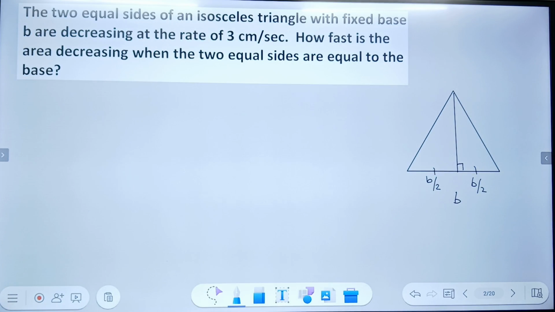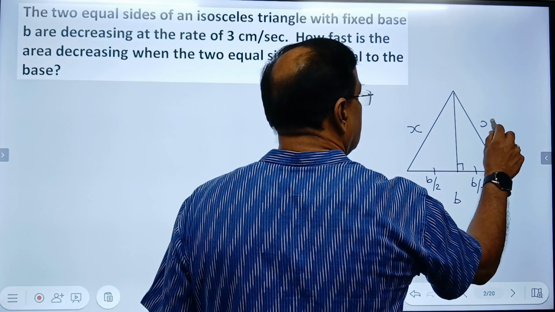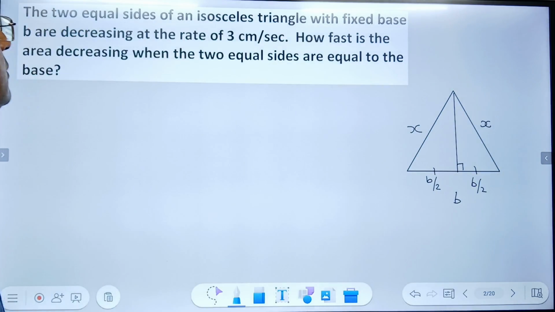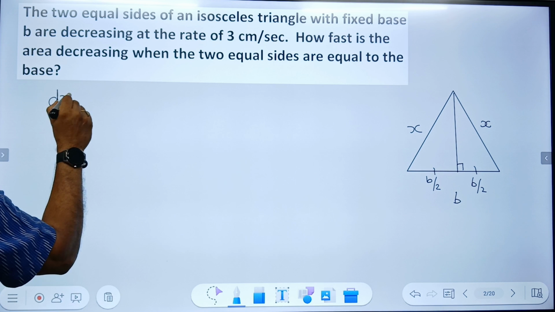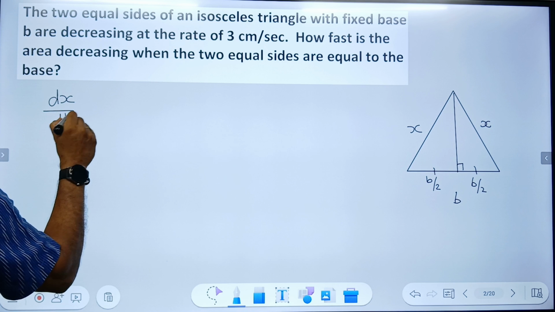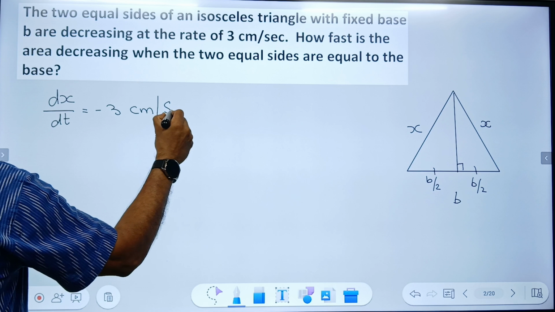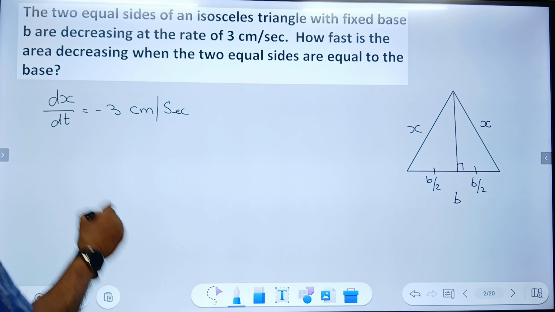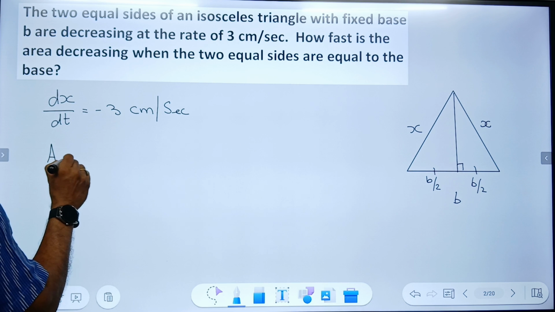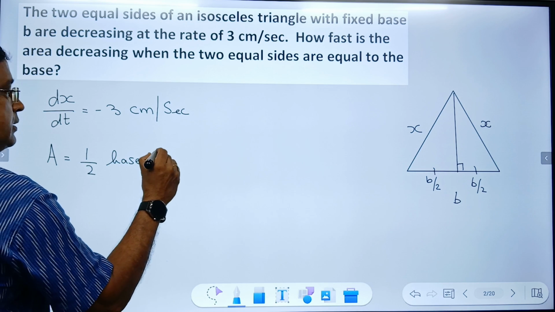And let me take the equal sides as x, and he says that the two sides are decreasing, so dx by dt is minus 3 centimeter per second. Since it is decreasing, I am putting a minus sign. I want to know how fast the area is increasing or decreasing. Here it is decreasing. So what is the area of a triangle? Half base into height.